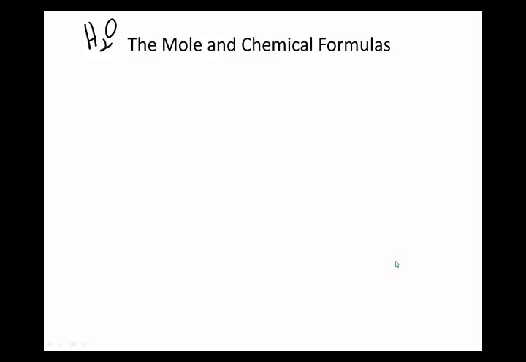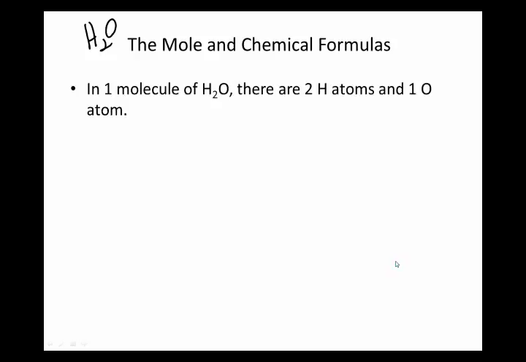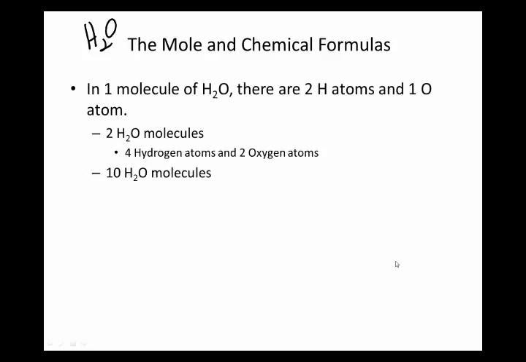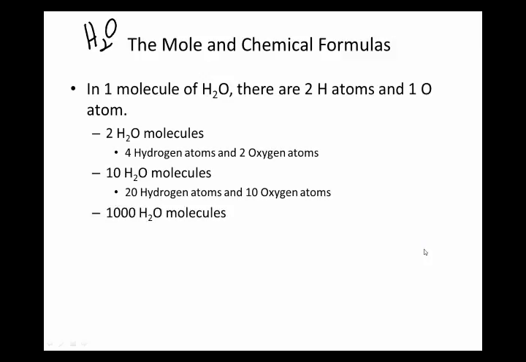And what is in that one molecule of water? Well, there's 2 hydrogen atoms and 1 oxygen atom. Now, let's think about if you had 2 water molecules. Of course, you would say there's 4 hydrogen atoms and 2 oxygen atoms. What if I had 10 water molecules? I would have 20 hydrogen atoms and 10 oxygen atoms. What if I had 1,000 water molecules? I would have 2,000 hydrogen atoms and 1,000 oxygen atoms.